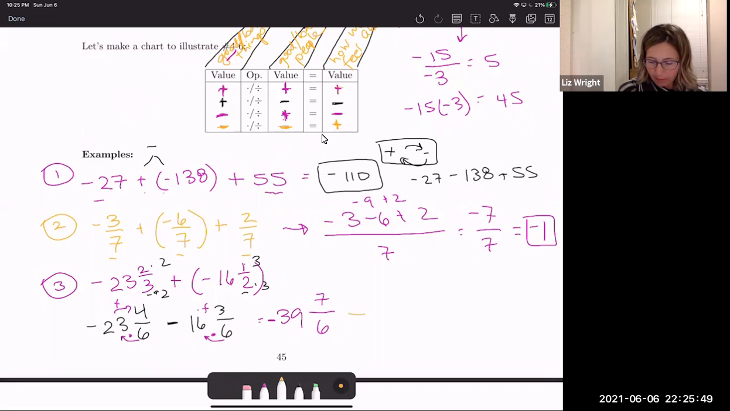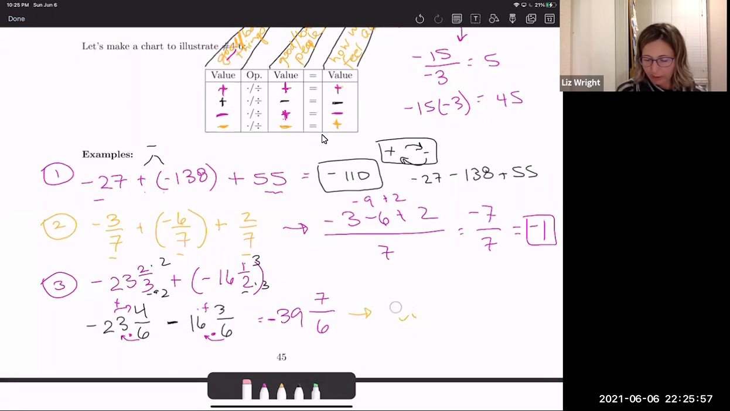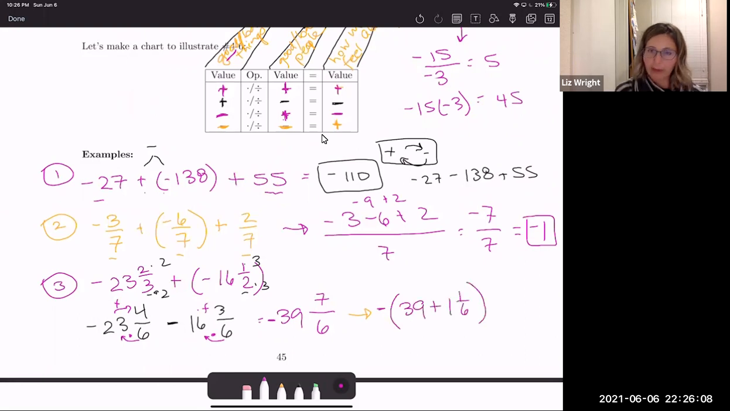And I end up getting negative 39. Hang on one second. Let me write this a little bit easier so it'll make more sense. I'm still going to have my negative out front. And I'm going to have 39 plus 1 and 1/6. So it's going to look like that.